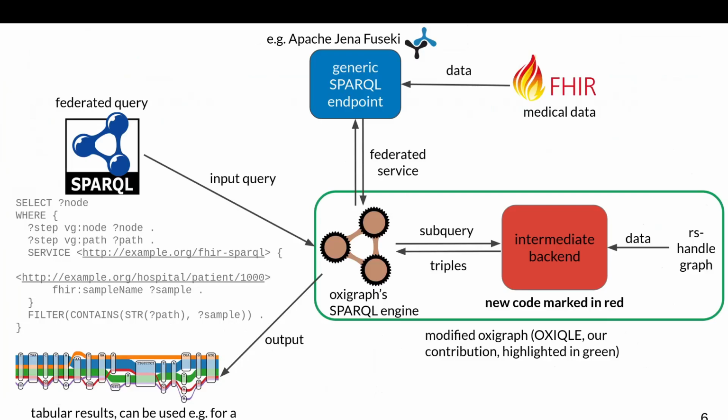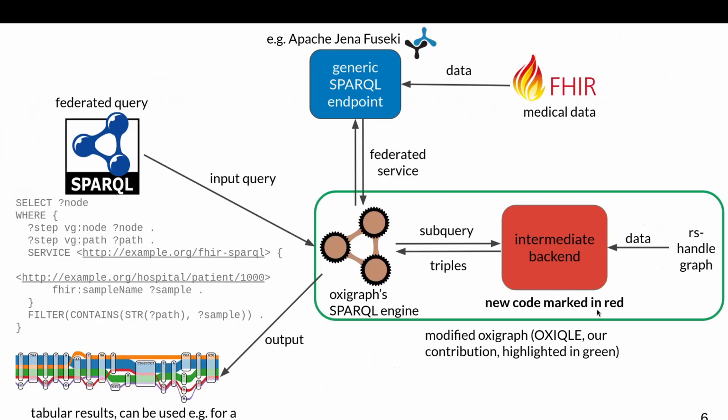To combine the data, we created a new tool called Oxical, which is highlighted in green. And this basically takes an input query, a single federated SPARQL query, and gets some patient data from another endpoint, another SPARQL endpoint that has access to this FHIR data, creates subqueries from that that are sent to the intermediate backend.